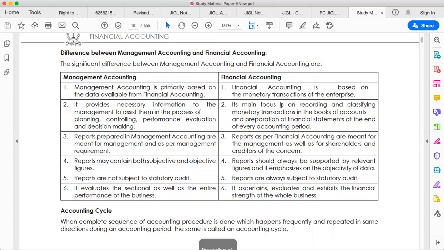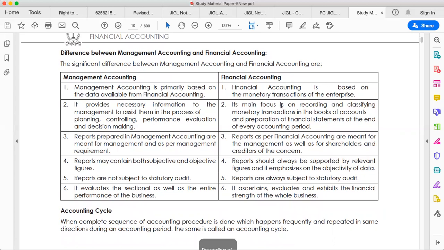Then reports prepared in management accounting are meant for management and as per the management's requirements. Whatever report management asks for, we make customized reports. So there is no standard format. Like in financial accounting, the balance sheet has a standard format given by the Companies Act or some other statutes. But in management accounting, there is no standard format. It will be customizable only. Okay, reports as per financial accounting are meant for the management as well as the stakeholders and creditors of the concern.